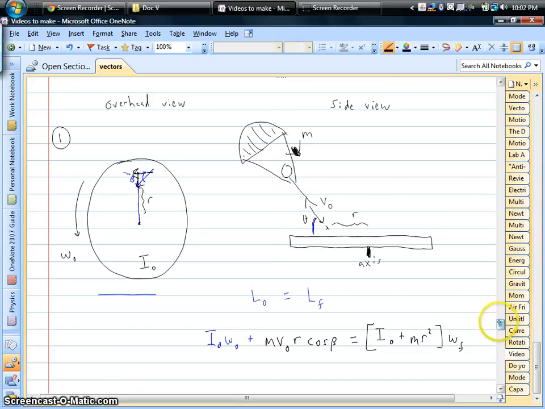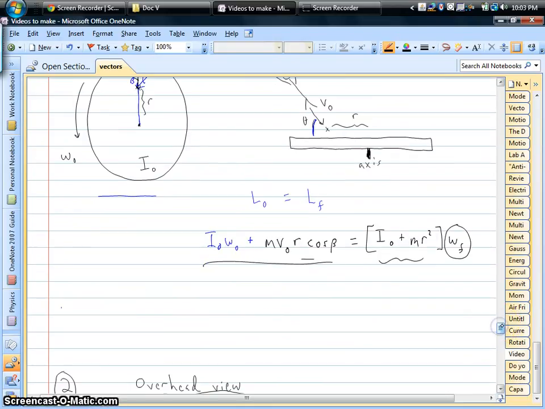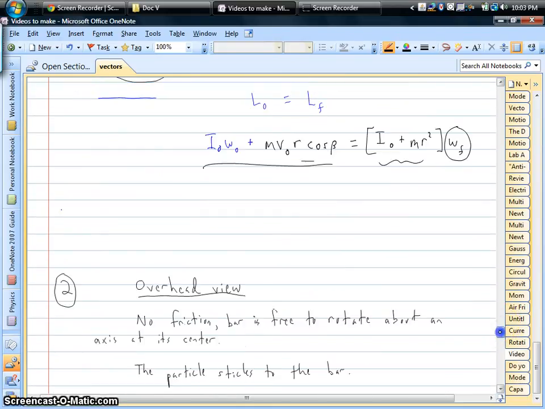Okay, so from this, we're looking at a case where you have two different objects. Both objects are moving. They both have angular momentum. Afterwards, they stick together, so we have to add the inertias together. And then what we're looking for is how fast is the system moving around, rotating, after the collision happens. Okay. A pretty common type of problem.